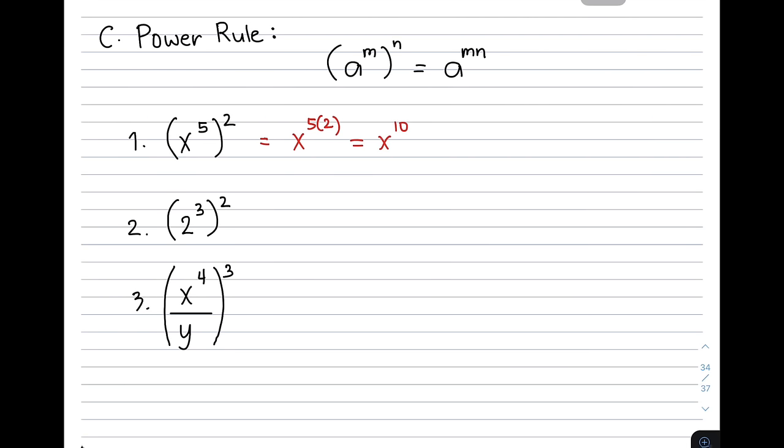And then for item number 2 naman, your base is 2 raised to 3 raised to 2. Copy your base 2, then multiply the exponents 3 times 2. That will give you 2 raised to 5. And we know that the expanded form of 2 raised to 5 is 2 times 2 times 2 times 2 times 2. That is equivalent to 32. Okay? So I hope na sa first two examples pa lang, you can grasp the concept of power rule. Now, let's move on with item number 3.